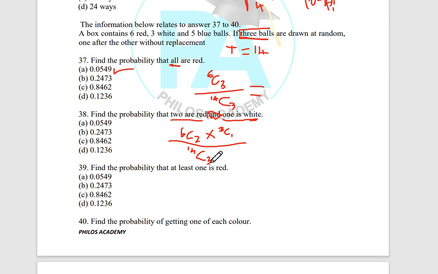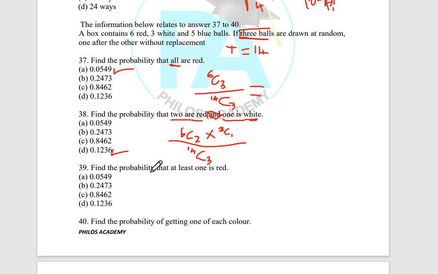So when you fix this on your calculator, just like how I showed you how to fix the combination, when you do that properly, you should get 0.1236. So the correct answer for question 38 is D. So let's proceed to question 39. Question 39 says, find the probability that at least 1 is red.